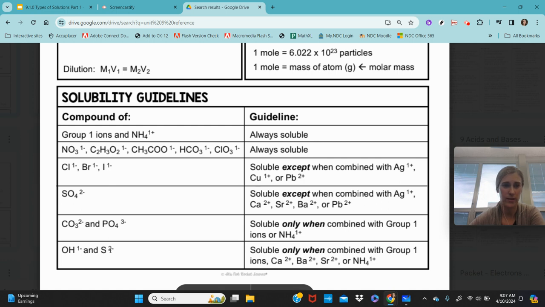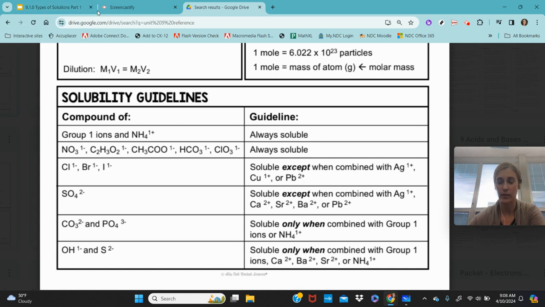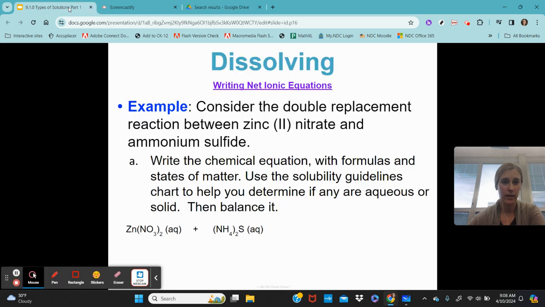The way this is set up is that these are anions on the left here. So sulfide is right here. And it says soluble only when combined with group 1 ions, which zinc is not a group 1 ion, and it's not falling into any of these exceptions. So that means it's not soluble. If it's not soluble, then we're going to write solid, or you can write that downward arrow for precipitate. So that's our solid.